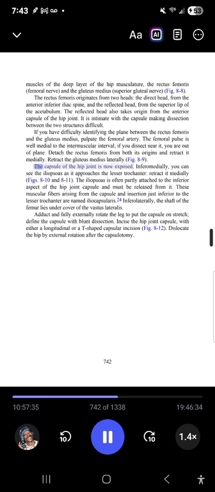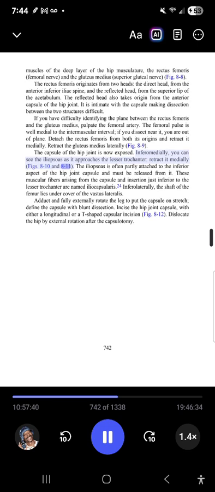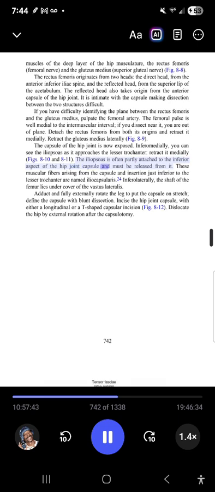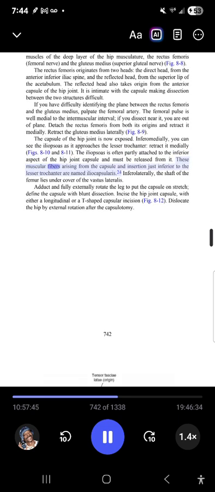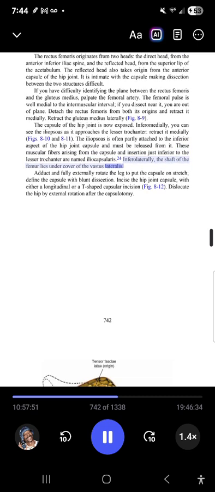Figure 8-9. The capsule of the hip joint is now exposed. Inferomedially, you can see the iliopsoas as it approaches the lesser trochanter. Retract it medially. Figures 8-10 and 8-11. The iliopsoas is often partly attached to the inferior aspect of the hip joint capsule and must be released from it. These muscular fibers arising from the capsule and inserting just inferior to the lesser trochanter are named iliocapsularis. Inferolaterally, the shaft of the femur lies under cover of the vastus lateralis.